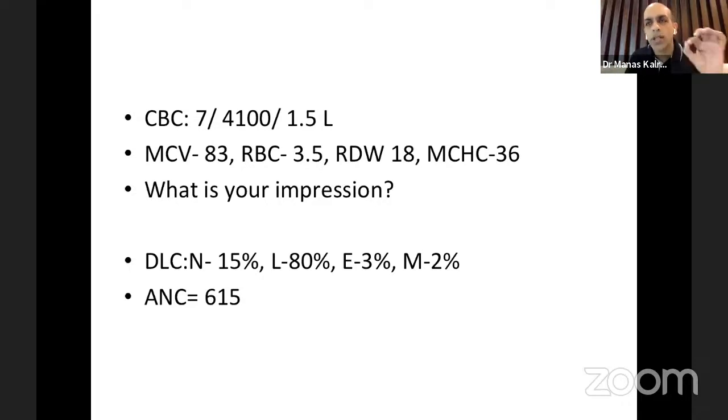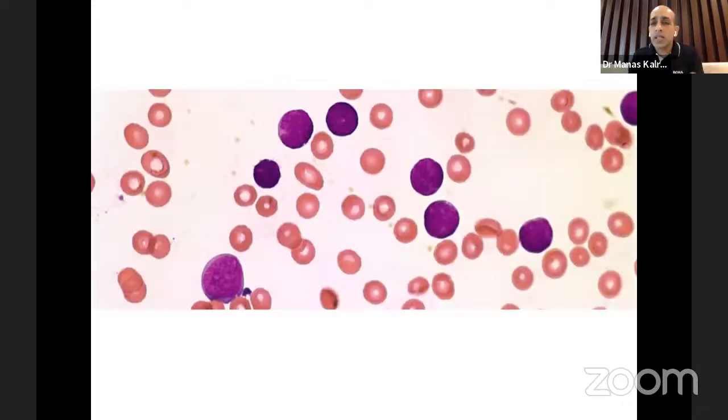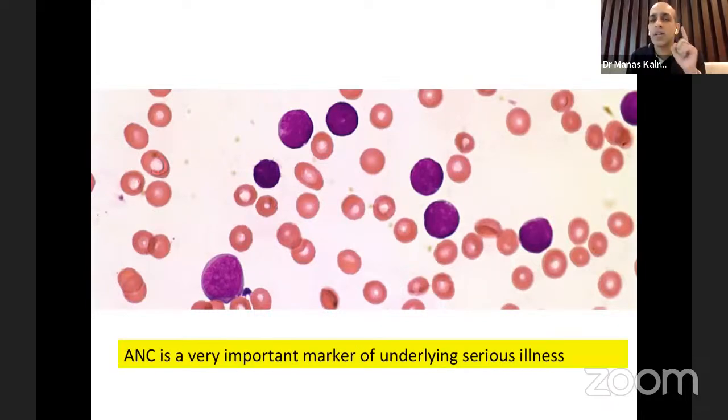So it is very important that you look at the differential leukocyte count. And if you have neutropenia, please, this child requires your extra attention. This child may require serial CBCs. And this is what happens: this child who is just being treated with antibiotics actually has leukemia. You can see these blasts. So please remember that ANC is a very important marker of a serious illness.